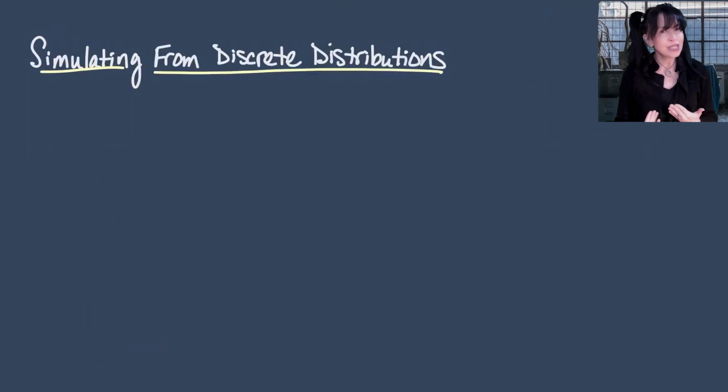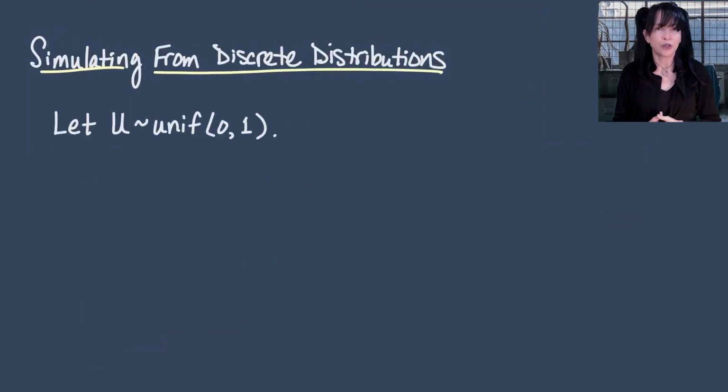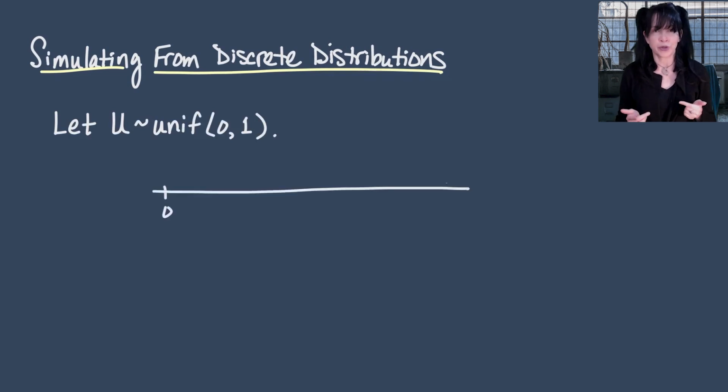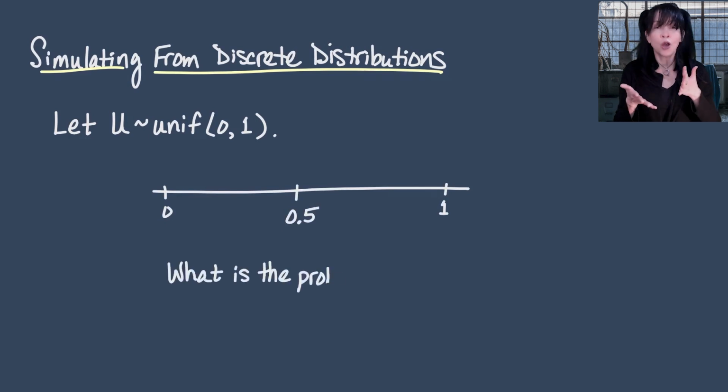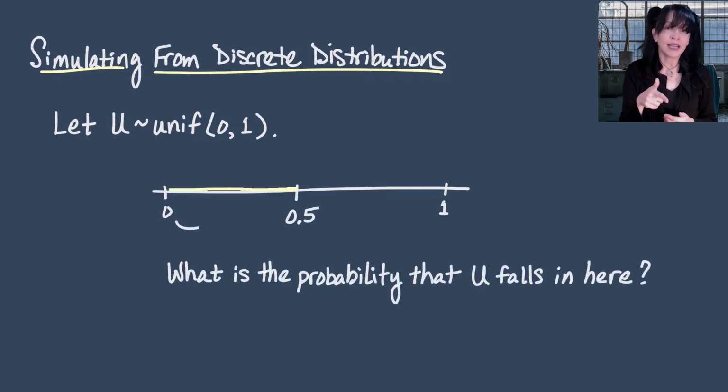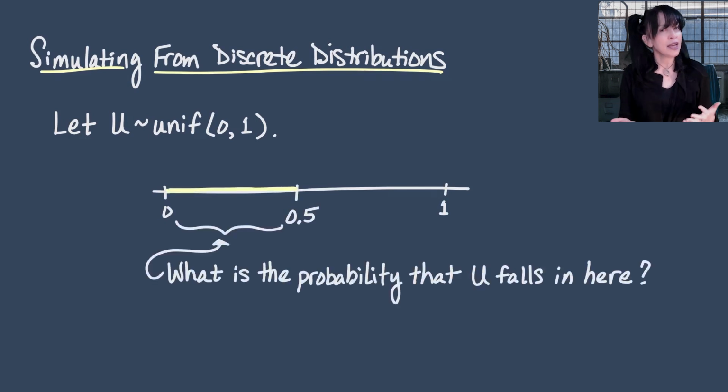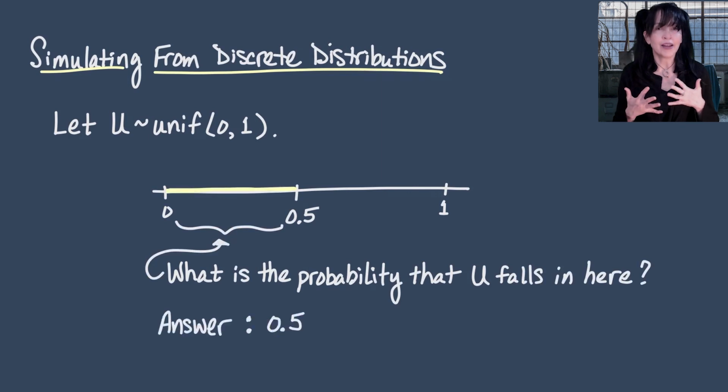I'm going to suppose that U has the continuous uniform 0, 1 distribution, and I'm going to lay out an interval here from 0 to 1. Now you know this uniform random variable is equally likely to be anywhere. So if we consider the first half of this interval from 0 to 0.5, and I ask, what is the probability that U falls in the first half of the interval? The answer is, of course, 0.5.